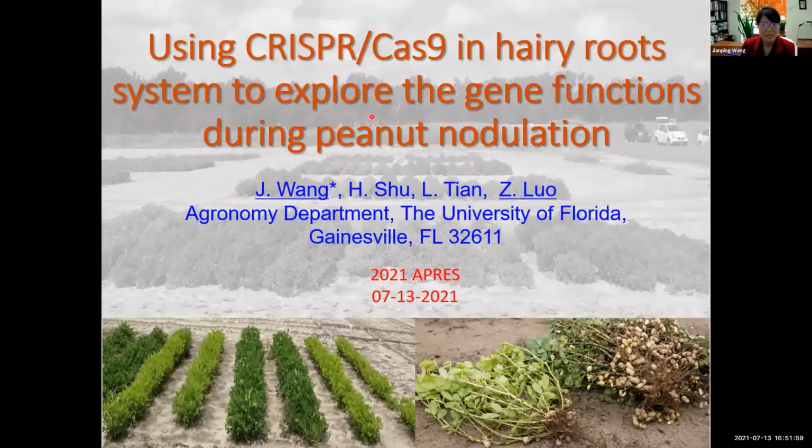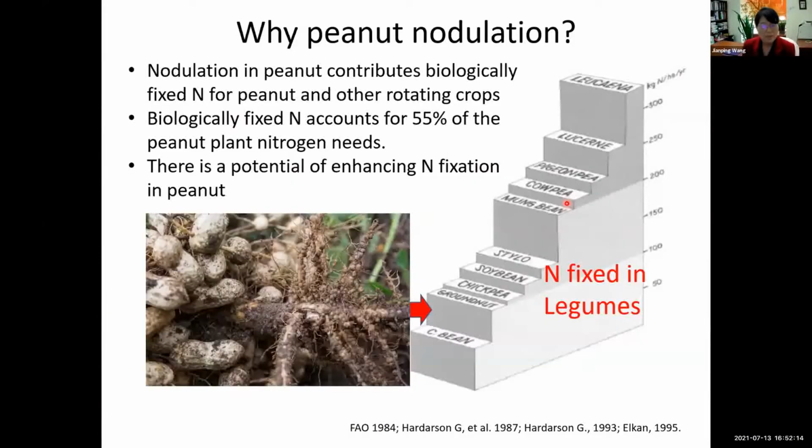Okay, great. I will be sharing the story about using CRISPR-Cas9 coupled with the hairy root transformation system for exploring gene function during peanut nodulation. So why do we care about peanut nodulation?